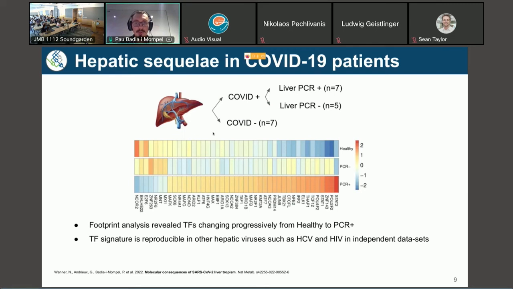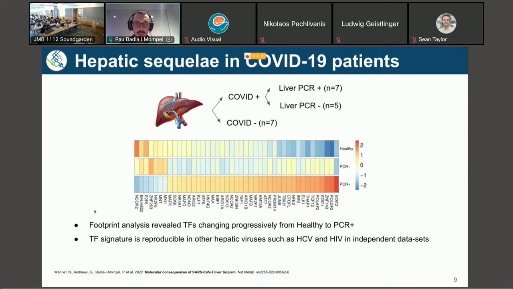And just as an example, this is a study where we successfully used Decoupler to analyze this data set. In this manuscript, we were working with transcriptomic samples coming from liver from COVID-19 patients. Obviously, we had controls, but from the COVID-positive patients, we had two groups. Ones that showed presence of the virus in the liver, PCR positive, and the other group that didn't show presence of the virus in the liver.